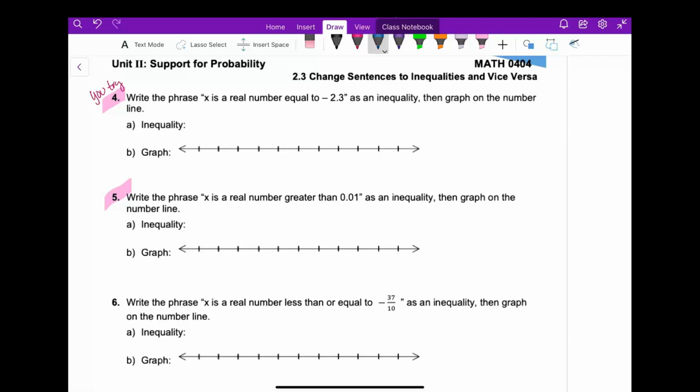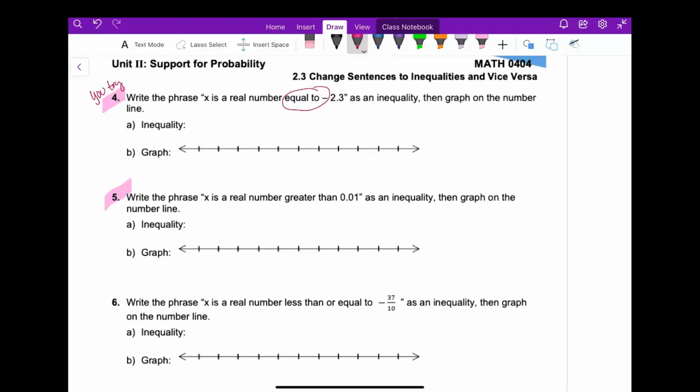We continue with section 2.3, number 4. It says write the phrase x is a real number equal to negative 2.3. I want to call your attention to equal to. So in example 3, we did a not equal to. So now you know it's a similar symbol. And a similar thing is going to happen on the graph.